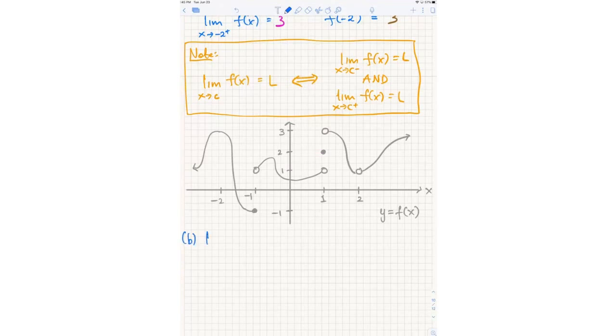So now let's do essentially the same calculation, but x going to -1 from the left, x going to -1 from the right, and f of -1.